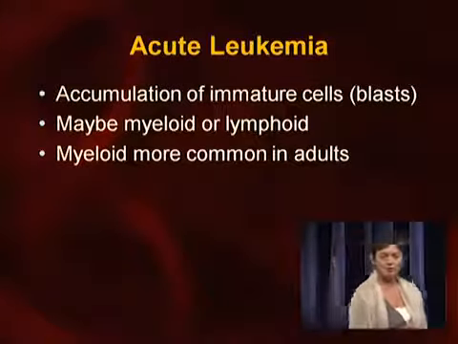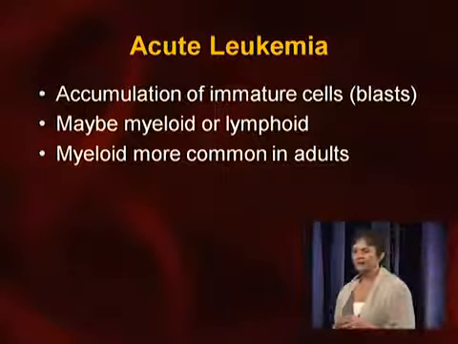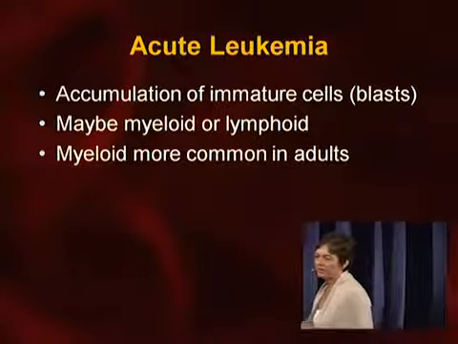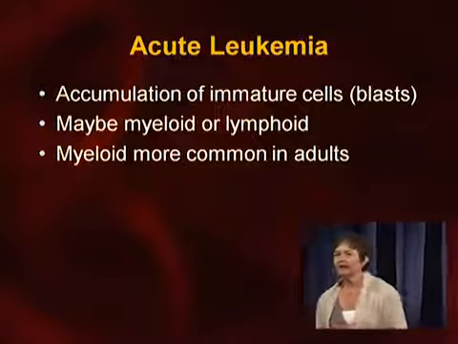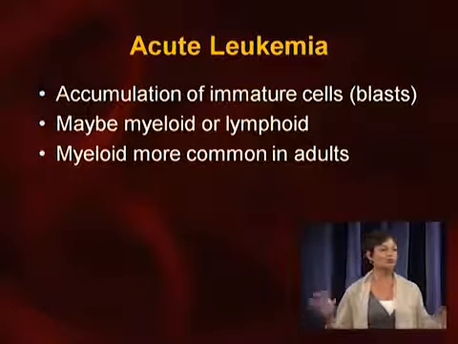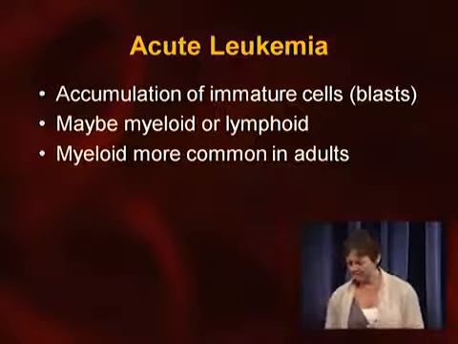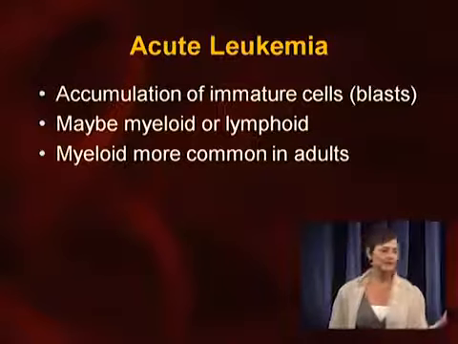Okay, so acute leukemia is an accumulation of immature cells or blasts. They're either going to be myeloid or they're going to be lymphoid. In an adult, if you strictly play the odds, you should always guess myeloid, because myeloid is much more common in the adult population. Lymphoid is what the kids get.